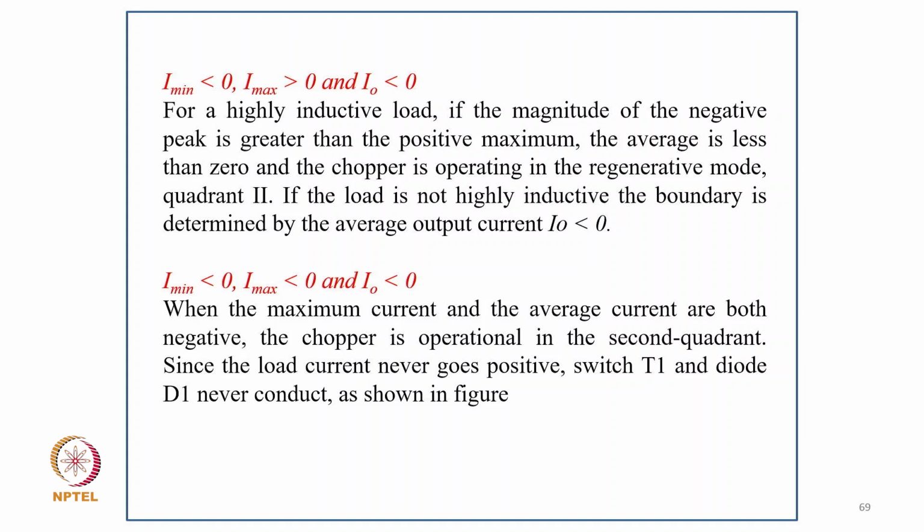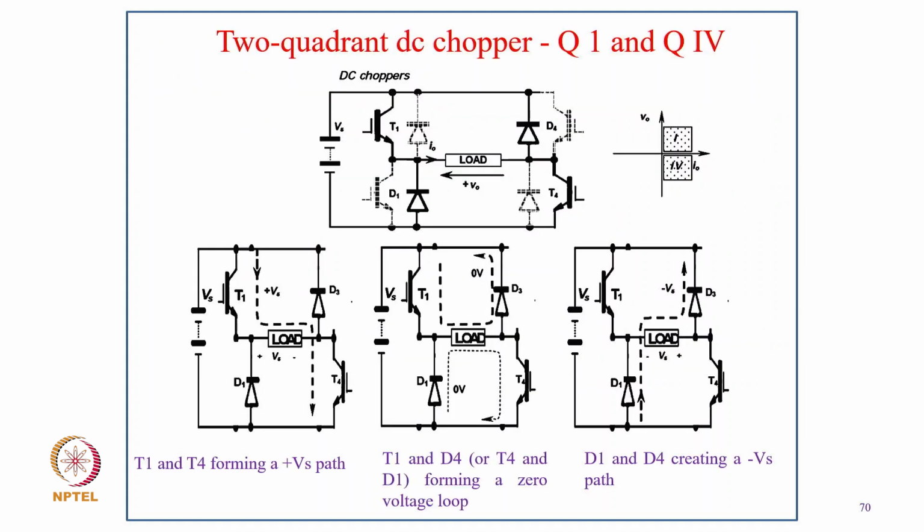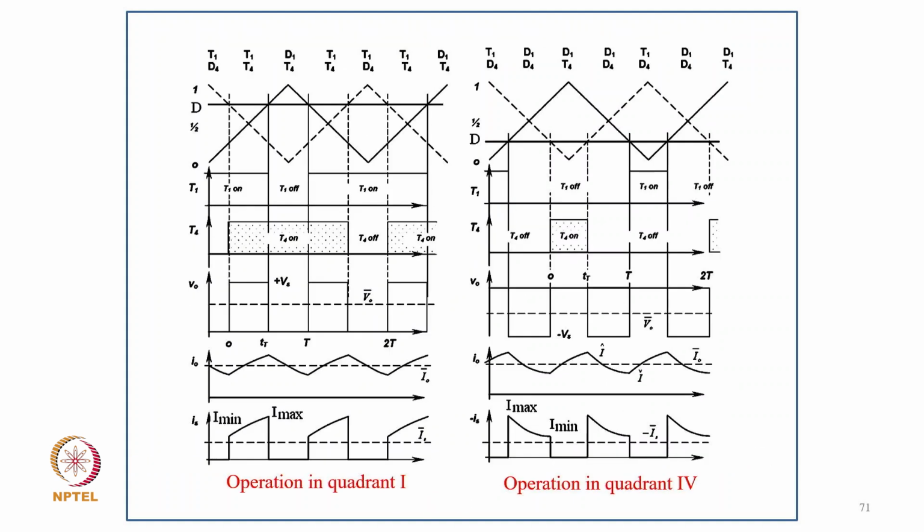So all are negative. When the maximum current and the average current are both negative, the chopper is operational in the second quadrant. Since the load current never goes positive, switch T1 and diode D1 never conduct, as shown in the figure. Now, coming to the four quadrant chopper, how it operates for the second and fourth quadrants, like T on and DT on, these different operations.